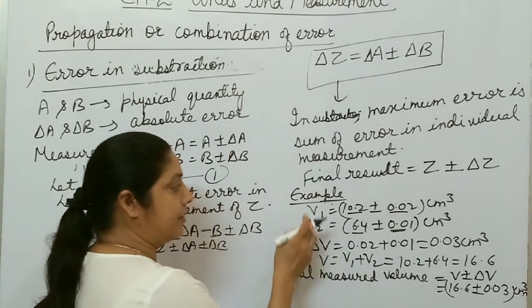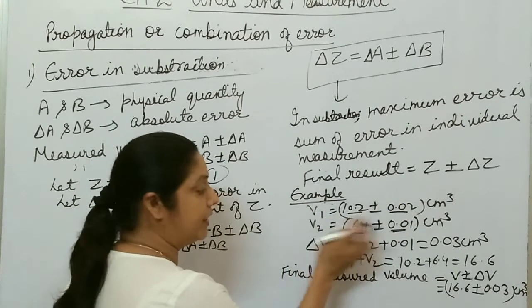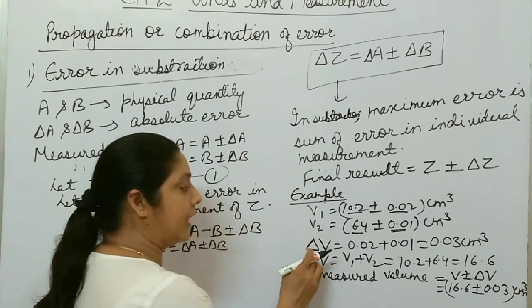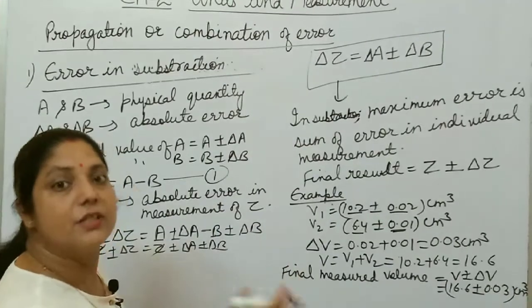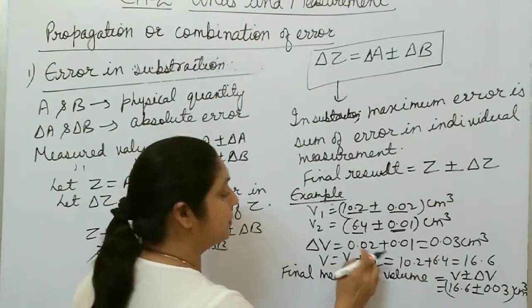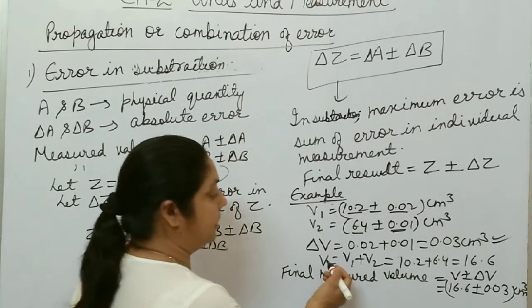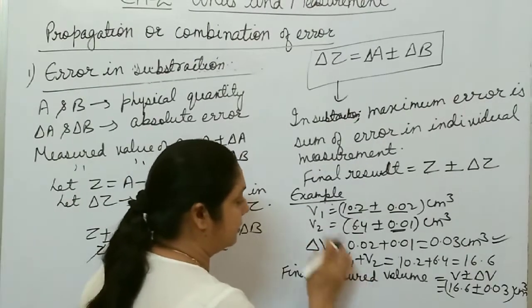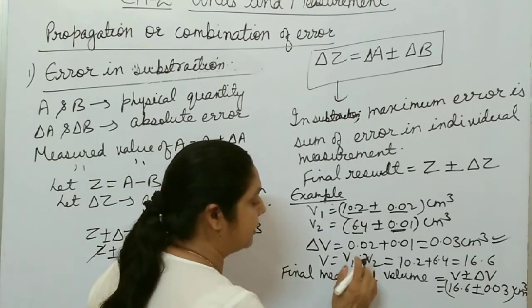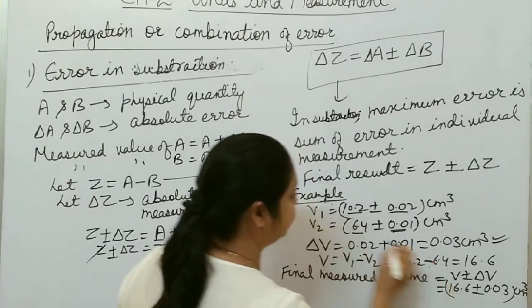Suppose in this case you want the difference between these two volumes. So V1 is this one, V2 is this one. Again you calculate delta V in the same way, because errors are always added, whether it is subtracted or added, right? So the error becomes this one, same value. Now you have to subtract these two volumes. So this is V1 minus V2. So V1 minus V2 becomes what?